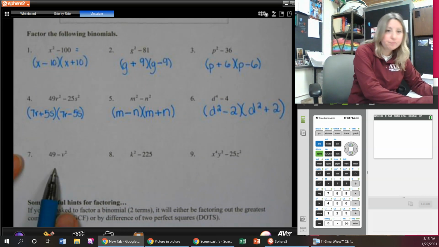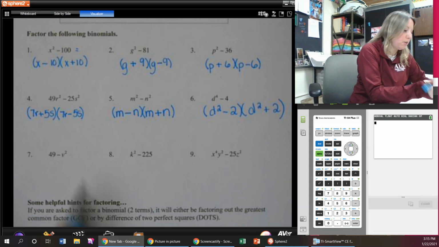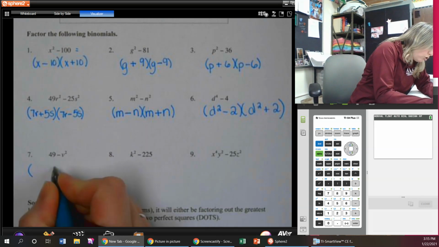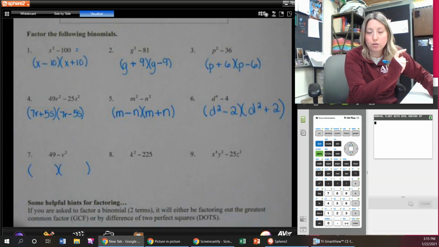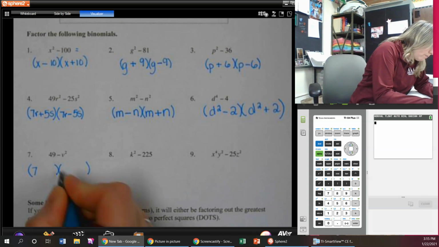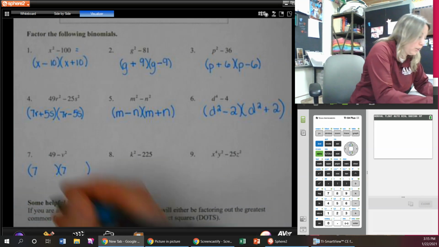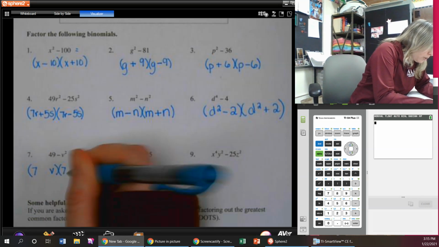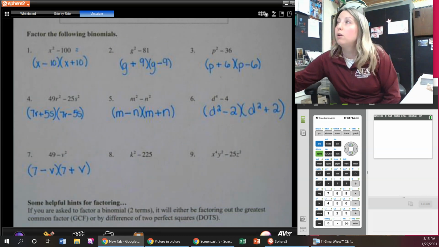Okay, here, 49 is a perfect square, minus v squared is a perfect square. Difference of two perfect squares, two empty sets of binomials. Take the square root of the front term, put that square root in the fronts. Square root of 49 is 7. Take the square root of the back term, put it in the backs. Square root of v squared is v. Different signs between them.